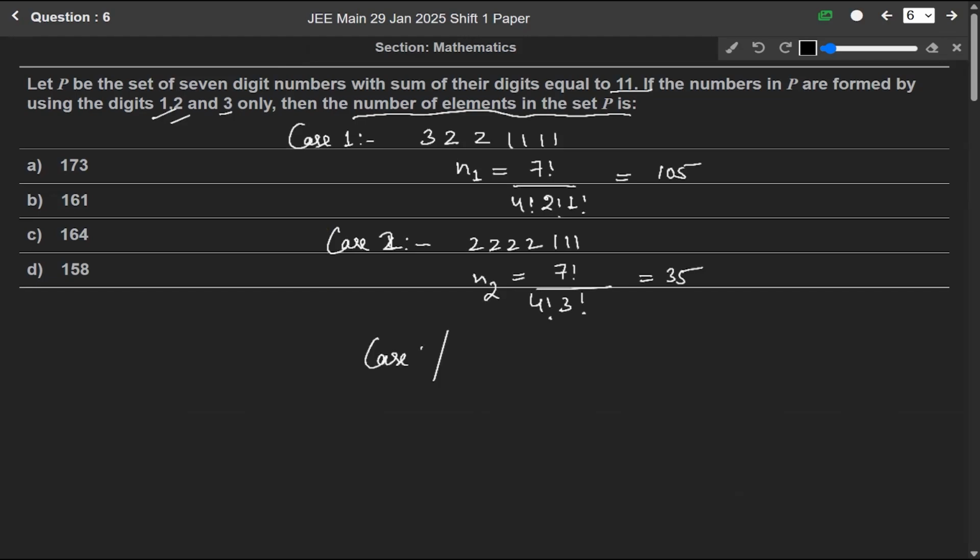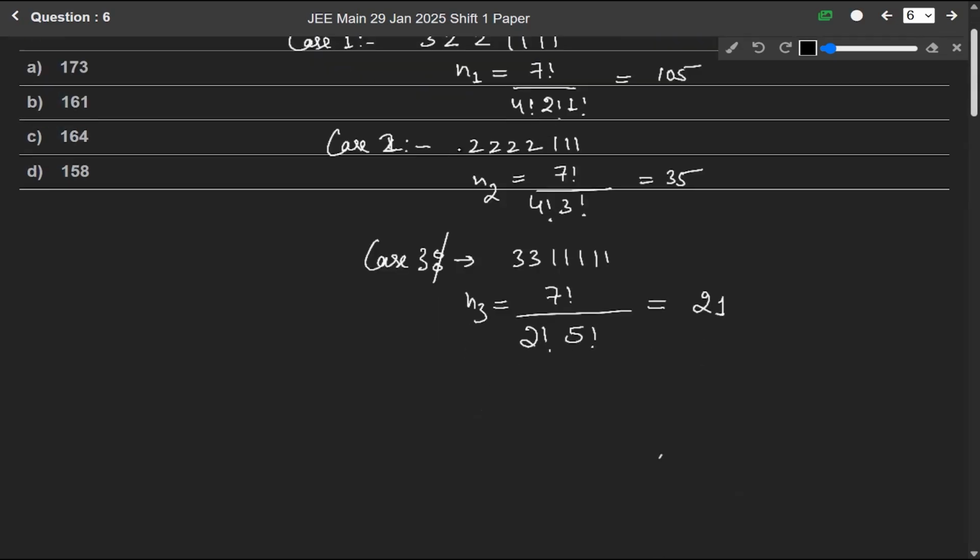And case 3, we can write as 3, 3, and then 1, 1, 1, 1, 1. 6, 7, 8, 9, 10, 11. Okay. So N3 can be written as 7 factorial over this, 3 comes 2 times so 2 factorial, and 1 comes 5 times so 5 factorial. So it will be 21 here.